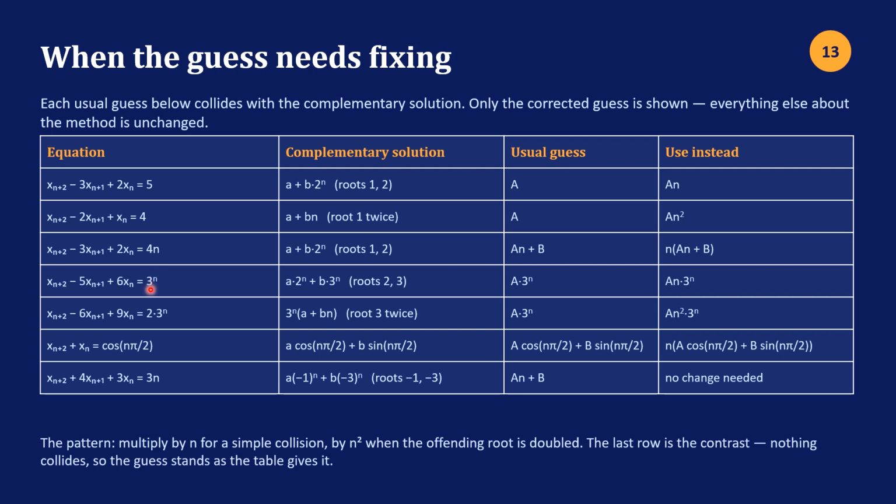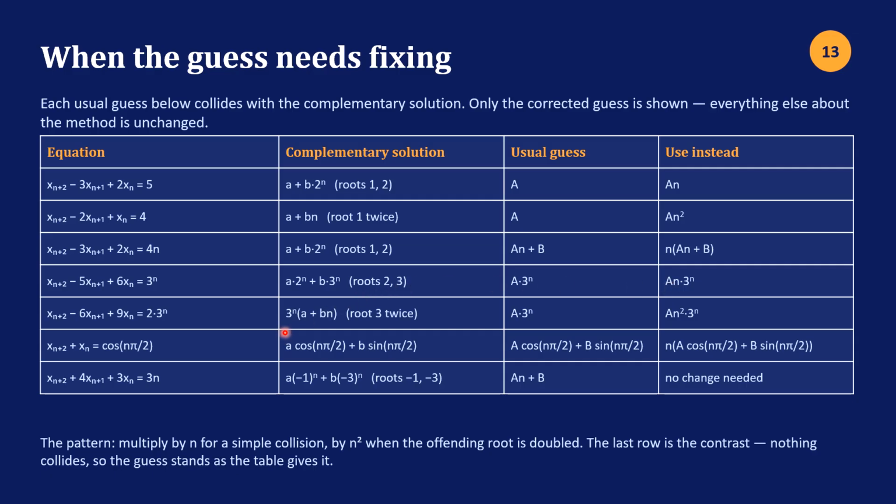Then the next one, we have this equation. This is the complementary solution. And you notice that the 3^n is an issue here. We normally would use A times 3^n as the guess for the particular solution, but then that overlaps with or clashes with this. So we multiply by n.